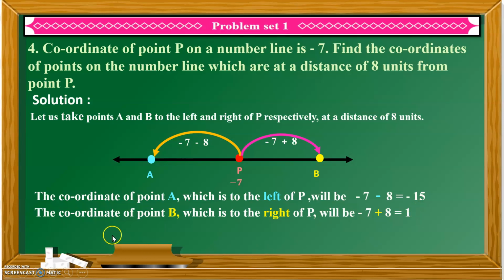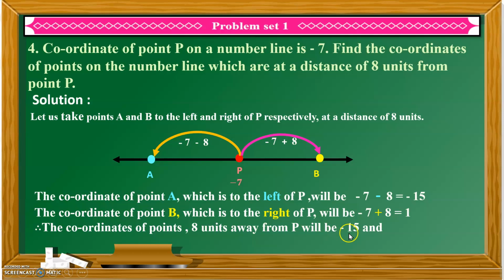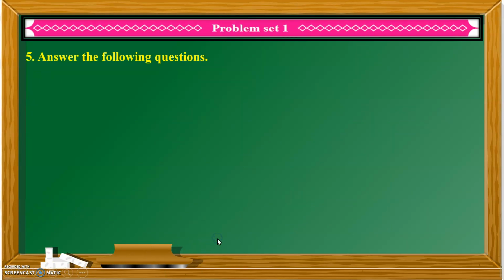Now we need to write the final answer. Therefore, the coordinates of points 8 units away from P will be -15 and 1. There will be 2 points. One will be on the left hand side, one will be on the right hand side. So what are their coordinates? -15 and 1. We proceed to the next question.